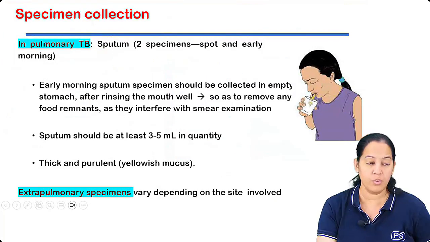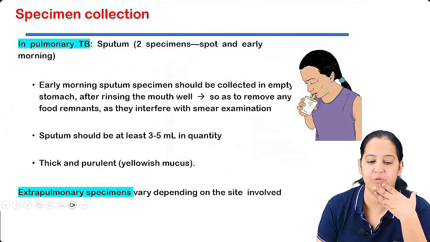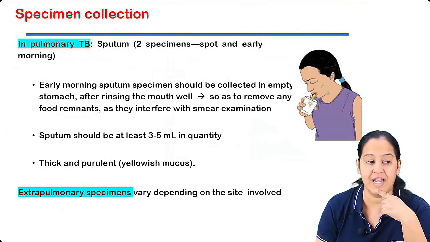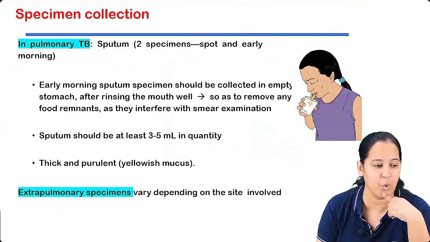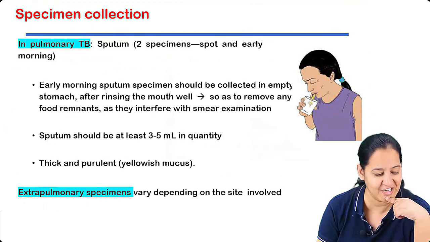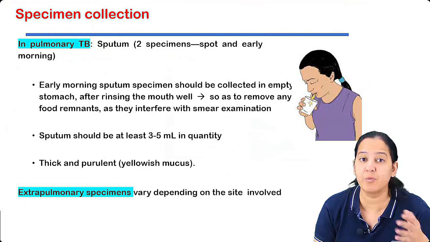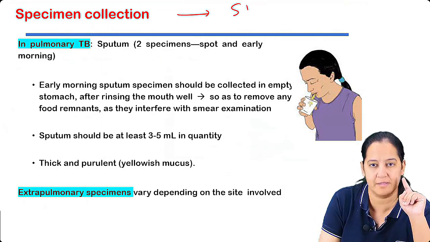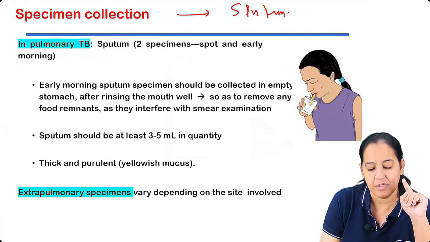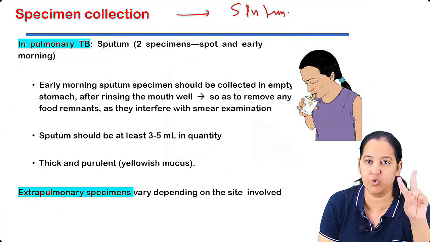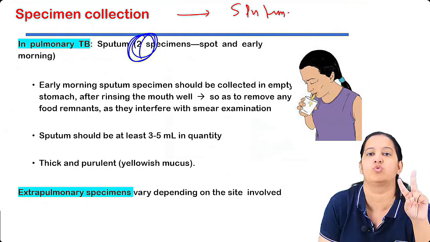So in pulmonary TB, what is the specimen? What specimen would you like to collect? Of course, sputum. In pulmonary TB we collect the specimen as sputum. So how many samples of sputum are collected? 2. WHO has given the guideline of 2 samples.